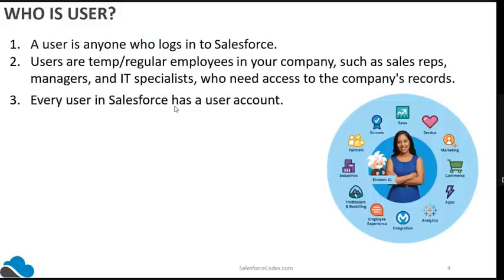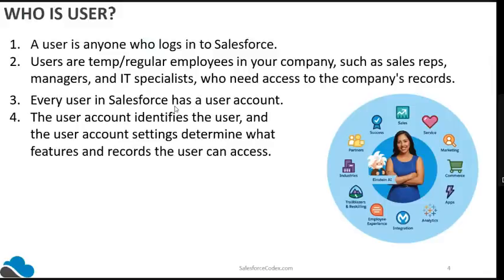Next, every user in Salesforce has a user account. If I am a user of any application, a record will be created for me in the user object of that Salesforce application. So for every user, at least one record will be there in the user object. The user account identifies the user, and the user account settings determine what features and records the user can see. Basically, the user record says who the person is, and based on the settings we have applied, they can see the records or features in our Salesforce application.